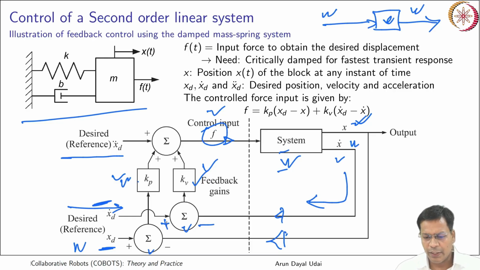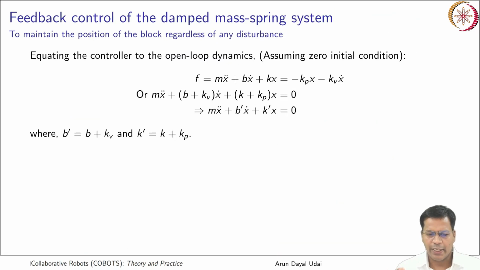The control input may be indicated as F = Kp(xd - x) + Kv(xd dash - x dash). xd minus x, desired minus actual, is the error: Kp into the error in position, and similarly Kv into the error in velocity. So the equivalent force generated due to the errors is F, and that effectively goes to your system. Let us now move ahead and see.